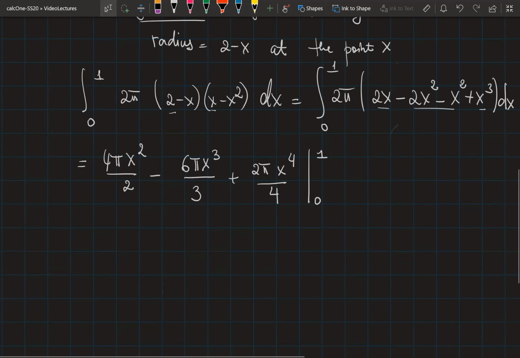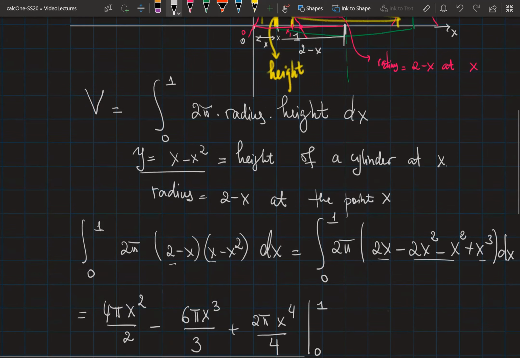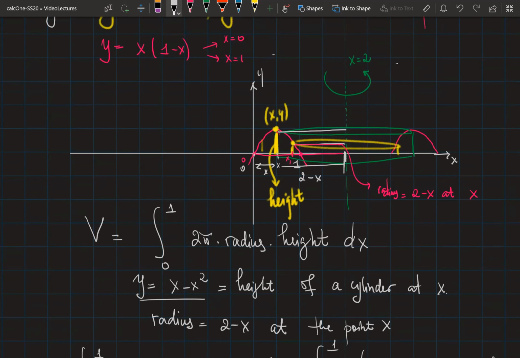Please note that whenever we substitute 0 for x, we're going to have obviously 0. We just need to put in 1. It's going to be 2 pi, then if I put 1 here, it's going to be minus 2 pi, and if I put 1 here, plus pi over 2. So this 2 pi and this minus 2 pi cancel, and we're going to have pi over 2. This is going to be the volume of this object, which we obtained by rotating this region around this line.